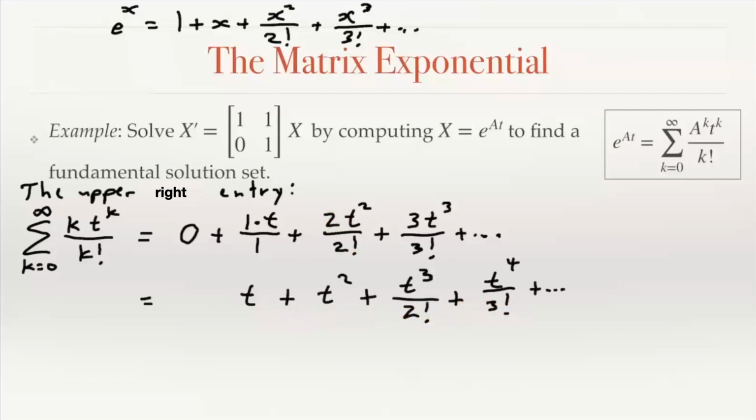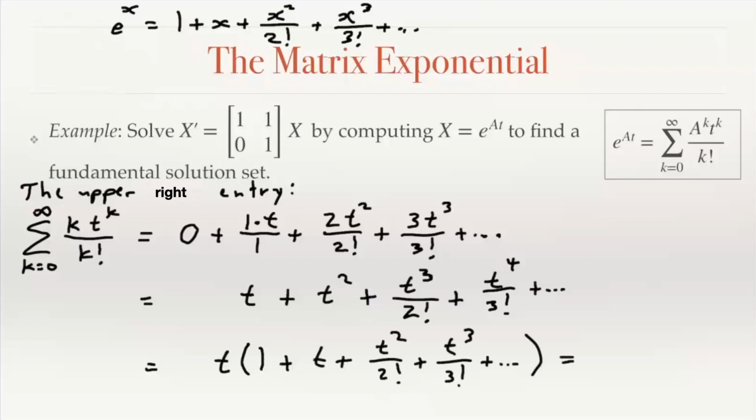And it looks like if we factor out a t, then it will look like this, because we want the leading term to be a 1. So this is the same as t times 1 plus t squared over 2 factorial plus t cubed over 3 factorial plus and so on. Okay, but that guy is this, just with a t. So this is t times e to the t.